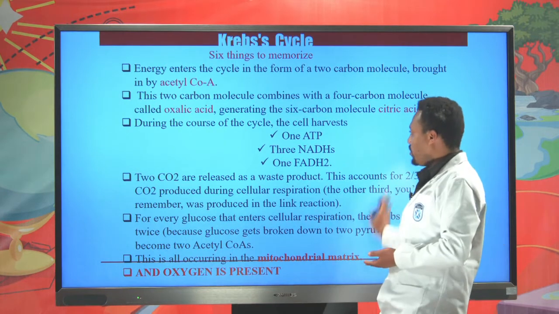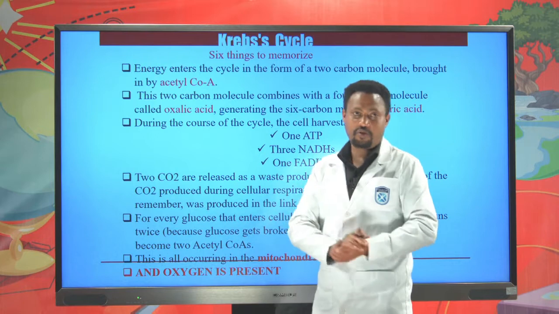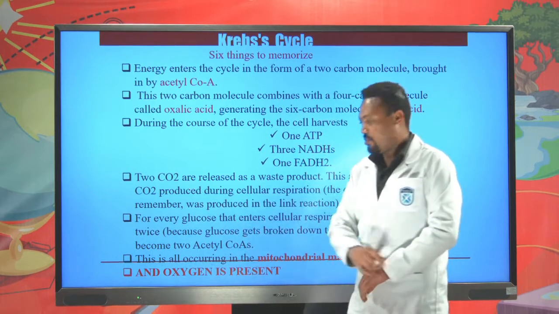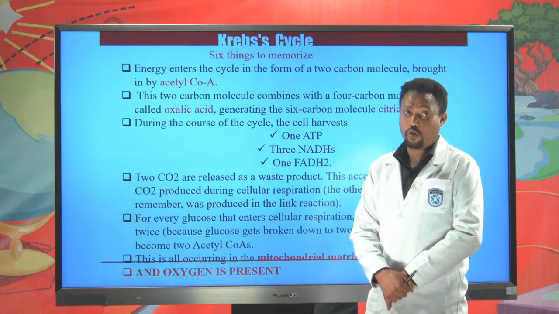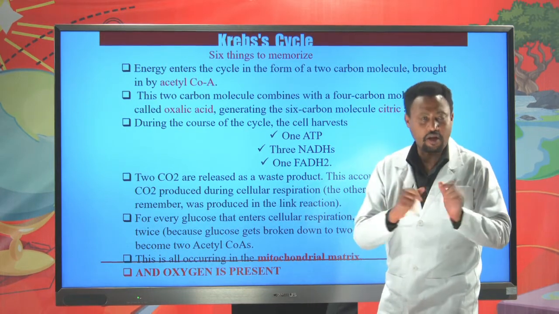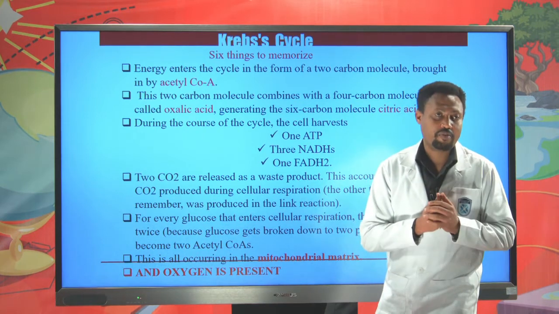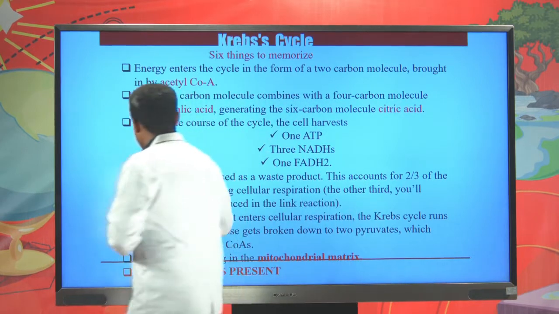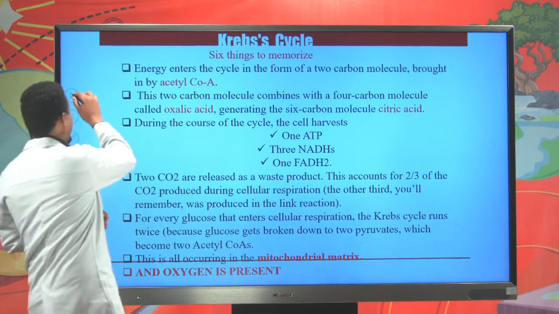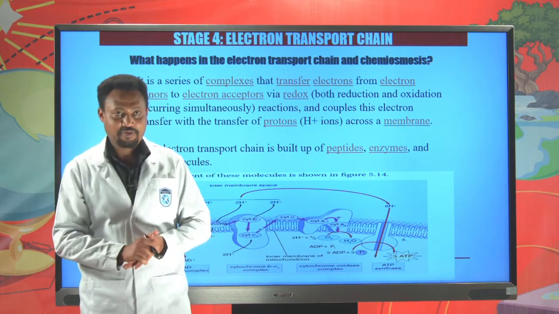In the cycle, 1 ATP, 3 NAD, and 1 FAD molecules are produced. 2 carbon dioxide molecules are released. And, of course, Krebs cycle and link reaction are happening in the matrix of the mitochondria in the presence of oxygen. So let's go to the next stage of cellular respiration, called electron transport chain.